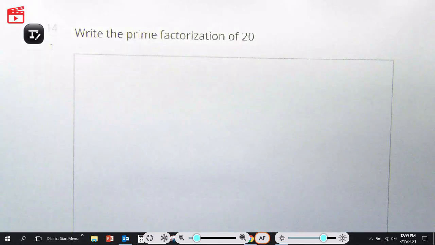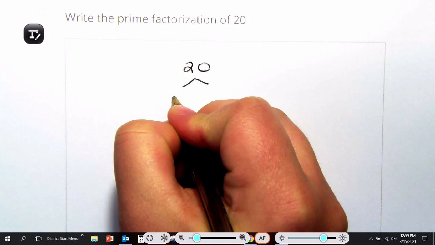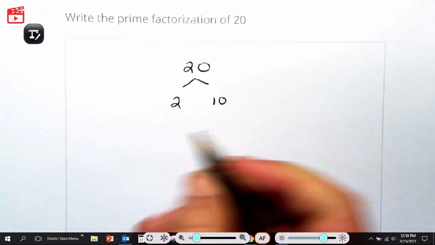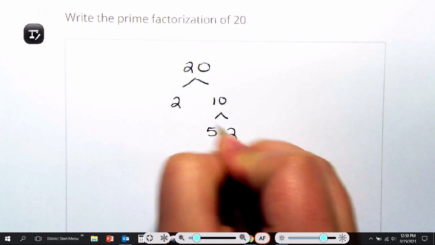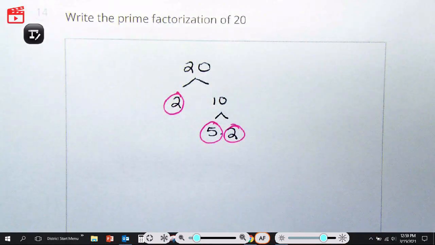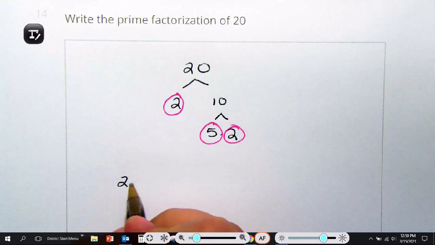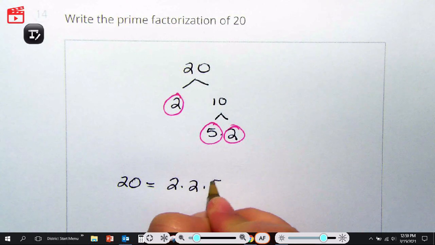And let's move on to question number 14. We want prime factoring of 20. So we have 2 times 10. You can choose different numbers. I don't know why I like 10 right now. But 5 times 2 is 10. 2 is prime. So my prime factoring of 20, just kidding, I keep saying 2. My prime factoring of 20 is 2 times 2 times 5.